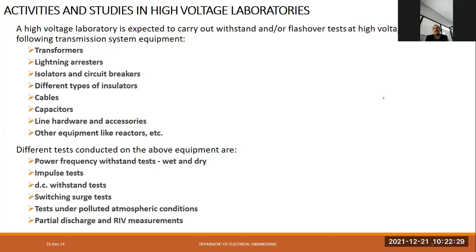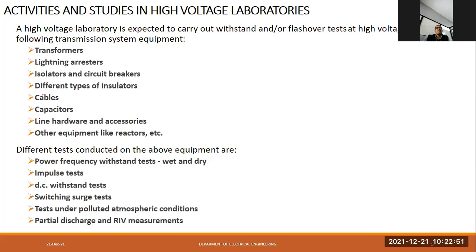The first thing we have to understand is that in a high voltage laboratory, we should conduct withstand or flashover tests at high voltages. Among the transmission system equipment I have noted here, the first important equipment for the transmission line is the transformer.